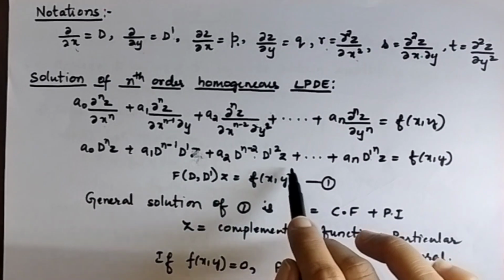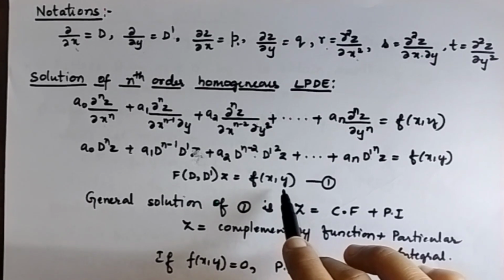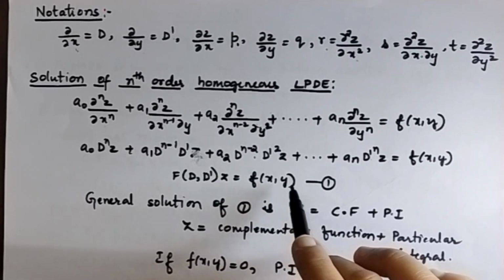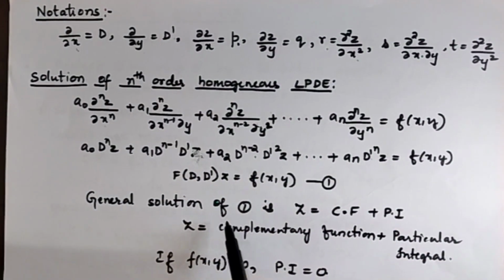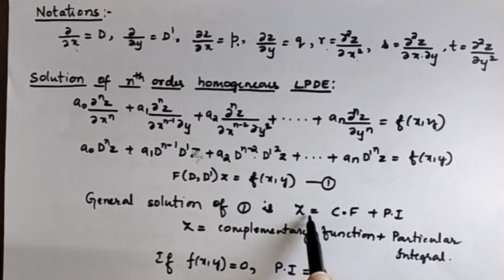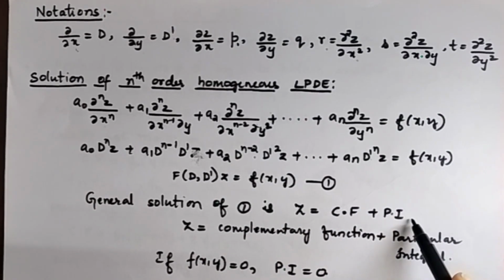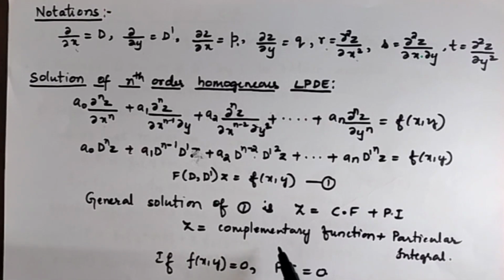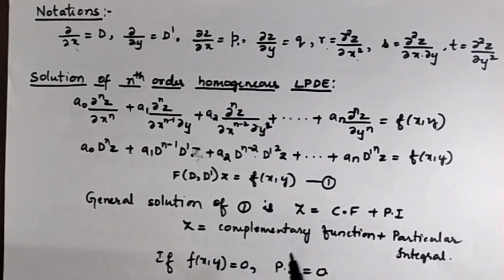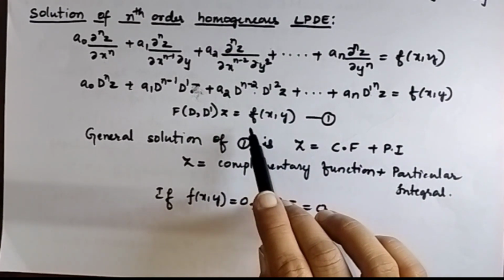This is the standard form of an nth order homogeneous linear partial differential equation in terms of operators D and D dash. Now whenever you are solving an nth order homogeneous linear partial differential equation, you have to first write it in this form, then its general solution is given by z equal to complementary function plus particular integral. So the complementary function is calculated based on different cases. I will explain that.